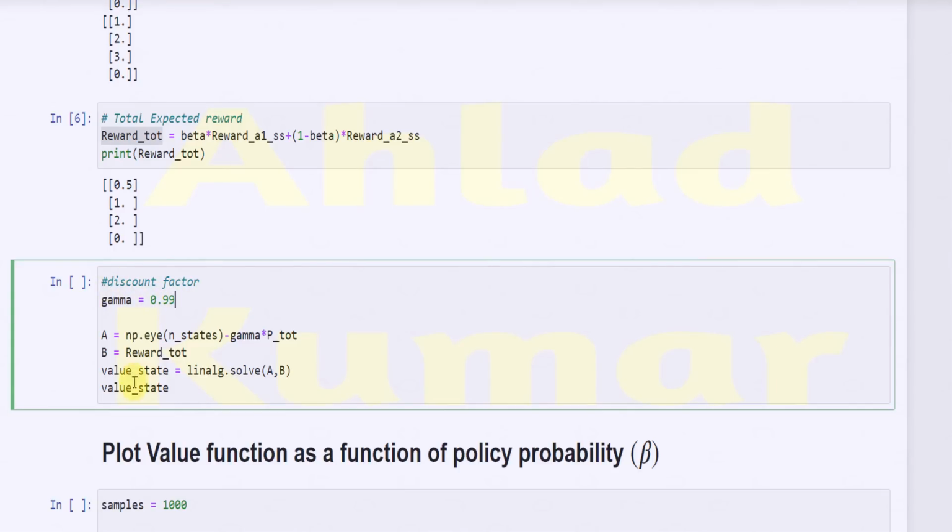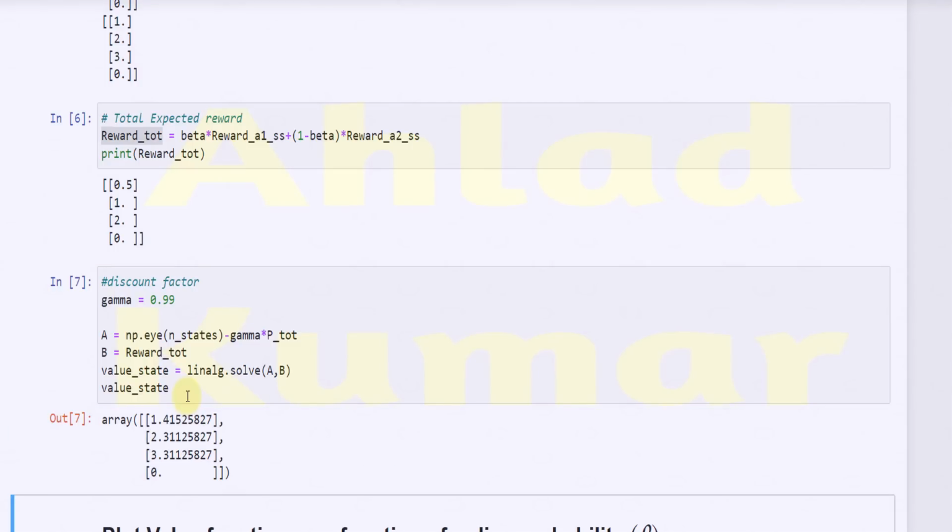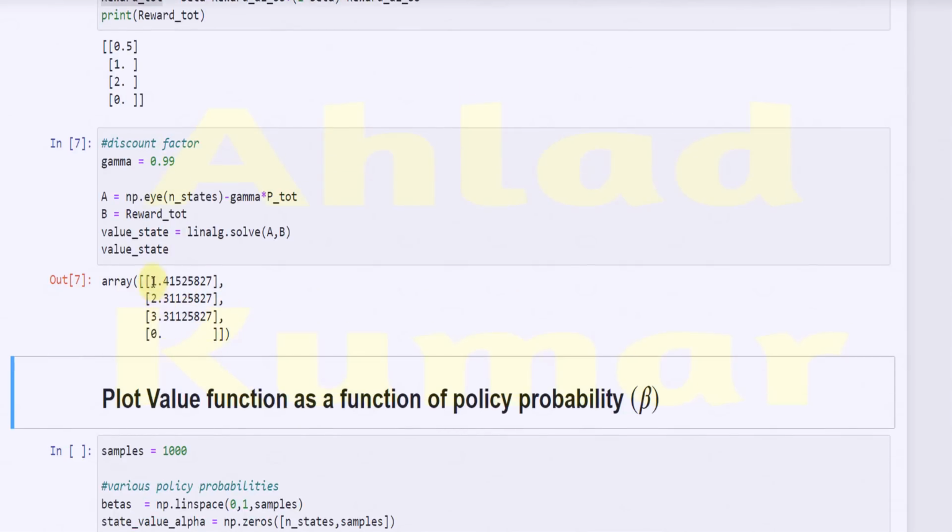Let us see what is the value of the states that we get once we use these specific values of the reward and state transition matrices. Let me run this. What you get is the value of the states given as 1.4, 2.3, 3.3 and 0. So for gamma equal to 0.99, these are the values we get.